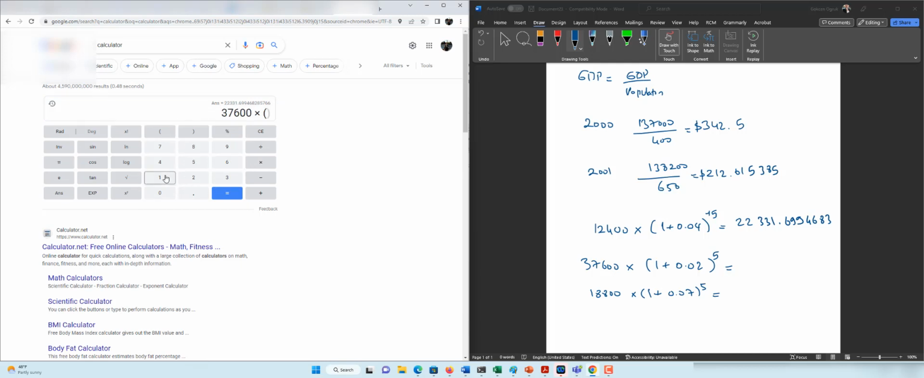First Mistania, which is 37,600 times, open the parentheses, 1.02, close the parentheses, to the power 5. And Mistania's GDP is 41,513.438203. And we will do the same calculation for the other country. 18,800 times, open the parentheses, 1.07 to the power 5. And that's equal to 26,367.9725372. This is the GDP for Portlandia.